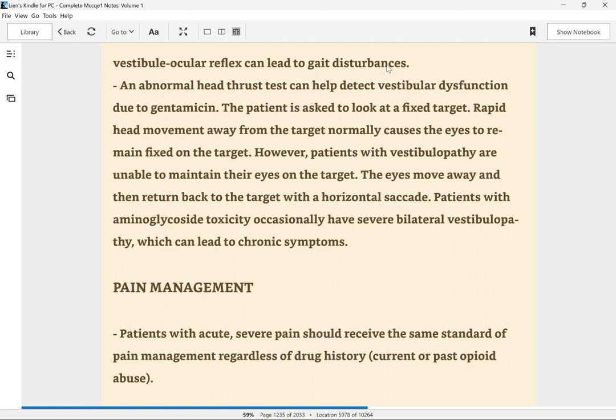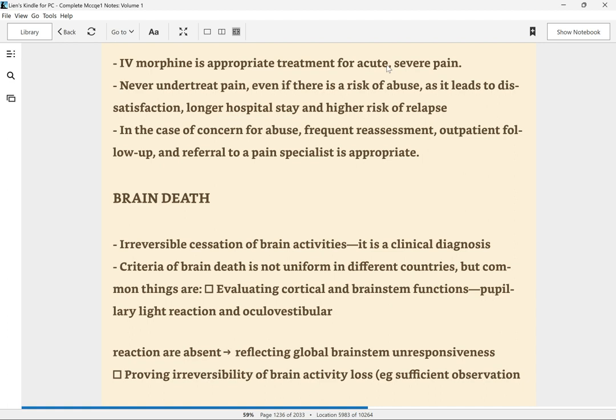Pain management. Patients with acute, severe pain should receive the same standard of pain management regardless of drug history, current or past opioid abuse. IV morphine is appropriate treatment for acute, severe pain. Never undertreat pain, even if there is a risk of abuse, as it leads to dissatisfaction, longer hospital stay, and higher risk of relapse. In the case of concern for abuse, frequent reassessment, outpatient follow-up, and referral to a pain specialist is appropriate.